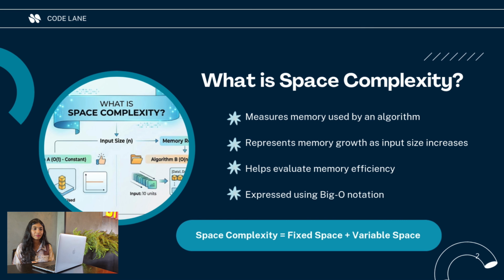We often express space complexity using big O notation because it shows how memory requirements change as the input size becomes larger. The formula shown on the slide states that total space complexity consists of fixed space and variable space. Fixed space remains constant while variable space changes depending on the input.